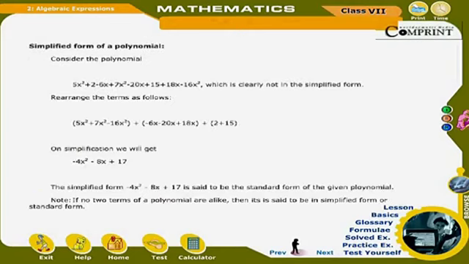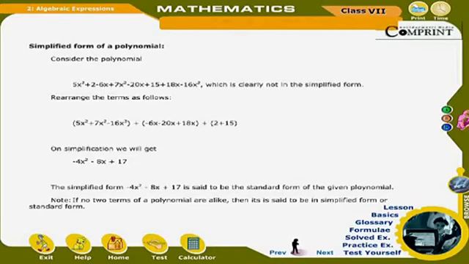Simplified form of a polynomial. Consider the polynomial 5x square plus 2 minus 6x plus 7x square minus 20x plus 15 plus 18x minus 16x square, which is clearly not in the simplified form. Rearrange the terms as follows. 5x square plus 7x square minus 16x square plus minus 6x minus 20x plus 18x plus 2 plus 15. On simplification, we will get minus 4x square minus 8x plus 17.